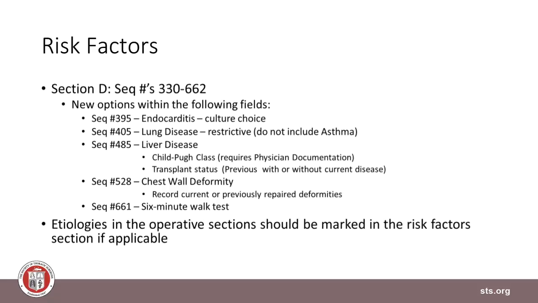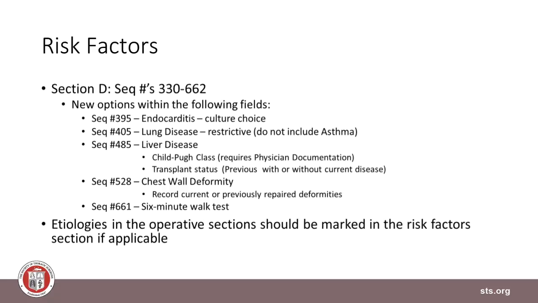Physician documentation is necessary to determine Child-Pugh class. Previous liver transplants should be coded as yes to liver disease, since it is a child field and needs to be answered in order to get to the transplant option. Also note that a risk factor of chest wall deformity should be captured if it is an ongoing deformity or a previously repaired deformity.